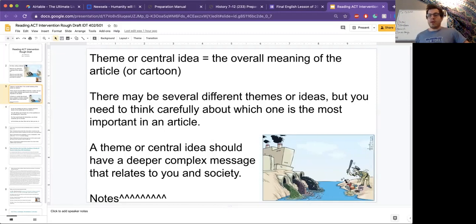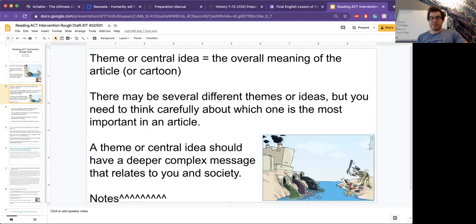Could a theme be that the environment is being polluted and we should be penalized for it? Absolutely. It definitely is a part of that. But is a better theme for this cartoon that there are huge companies polluting the environment and the authorities are going after the little guy, or us in society? I think that paints a better overall picture.